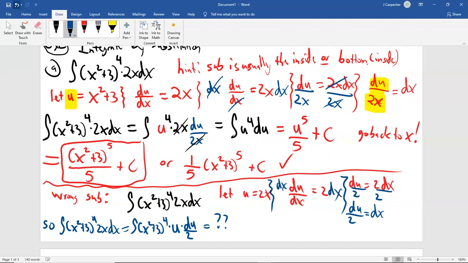There's no way to proceed with this. There's still mixed variables and absolutely no way to get rid of them right now. So this is how you can tell that you've gone wrong on your substitution process. And again, my major hint was that your substitution is usually the inside of something or the bottom of something, or if the bottom has an exponent, the inside of the bottom. I'm not telling you it's that way every time. There are more complicated problems in the world. What I'm telling you is that's what we usually see.